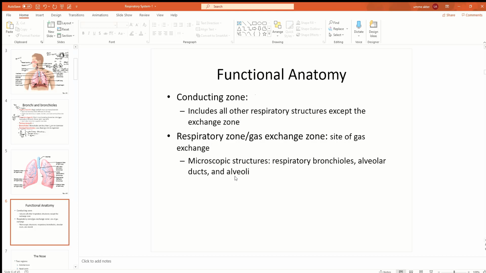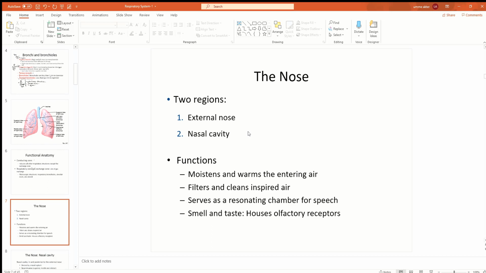So we already know the conducting and gas exchange or respiratory zone. Now let's talk about a few respiratory organs individually. First, the nose. As I told you, only a small part of the nose you can see from the outside, that is the external nose, and inside the nose you have the cavity, that's the nasal cavity.